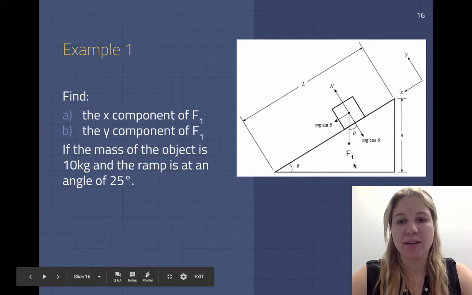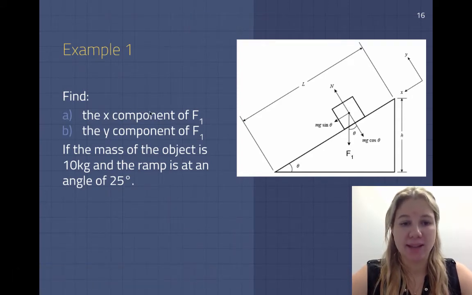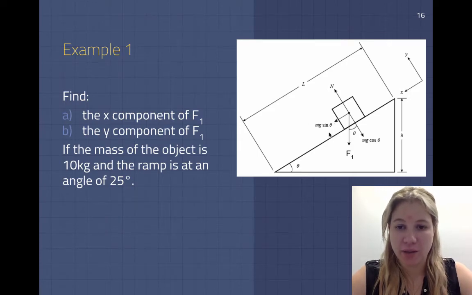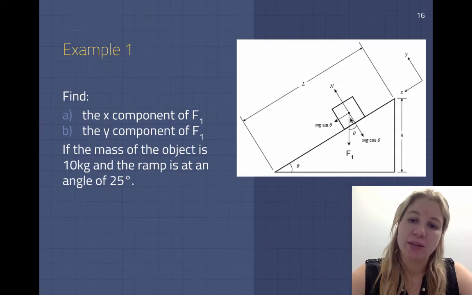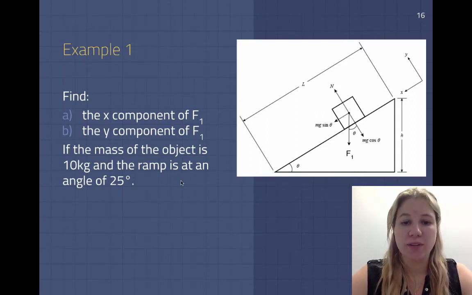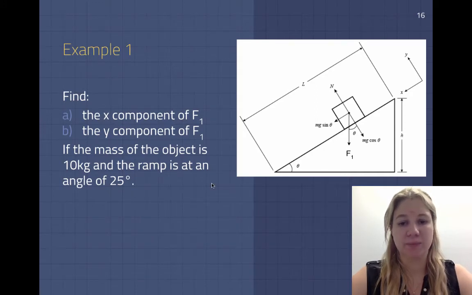What I'd like you to do here is have a go at finding the x component of F1 and also the y component of F1. The x component uses the equation we've just worked out, and the y component would use this one. So pause the video here, and use this scenario to determine both A and B.